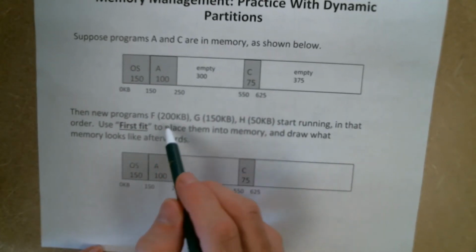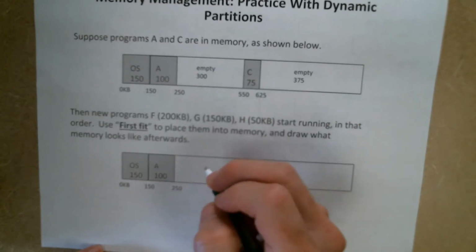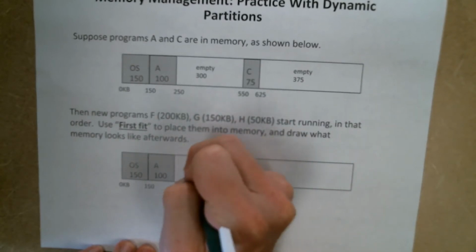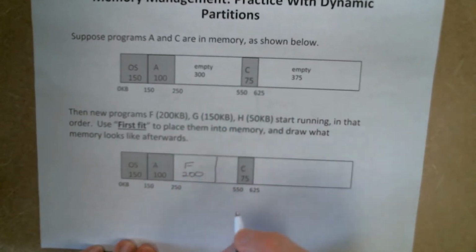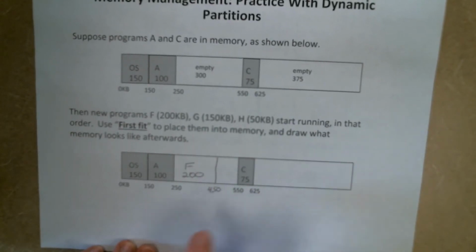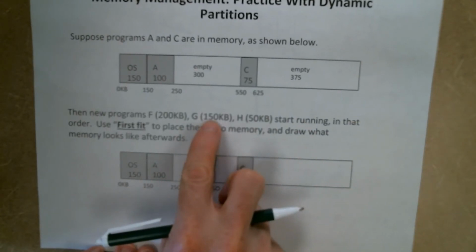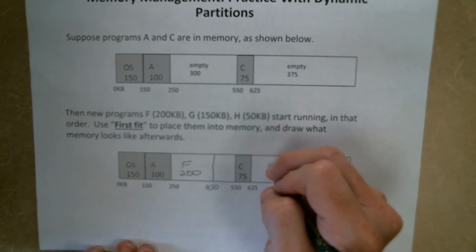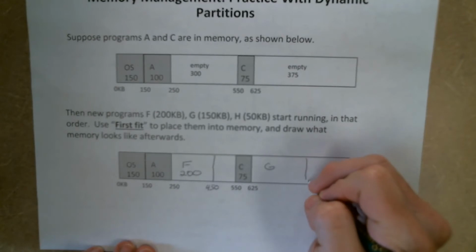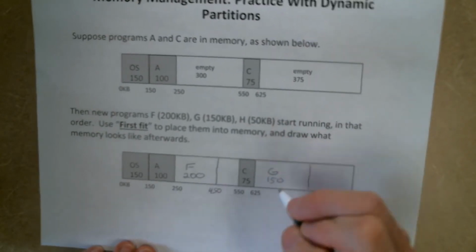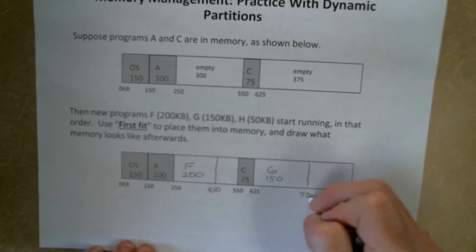So we've got 300 at the start. 300 fits this 200 kilobytes. So we're going to put this F right here at the start. There's F. We're using up 200. We're going to 450 here, which means we've currently got size 100 there. All right. We get to G, which is 150. That spot is too small. So we're left putting G over here on the other side. So that's going to be our 150, which is going to bring this to 775.